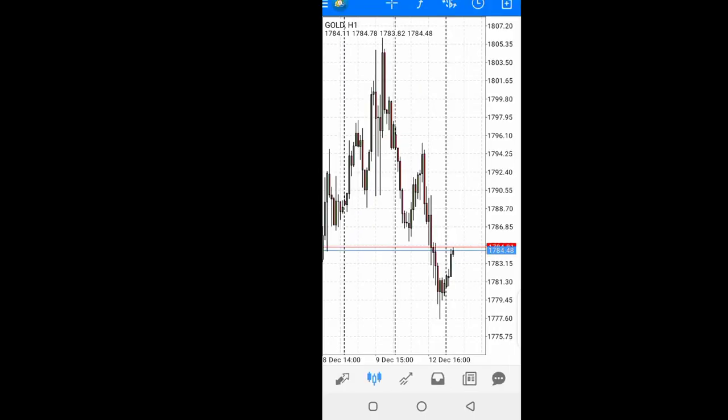That is my walkthrough on MetaTrader 4 and how you can use it to start making money. So you can download it and go through it on your own.